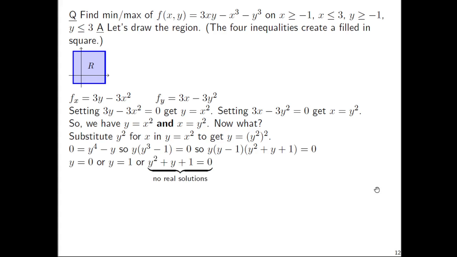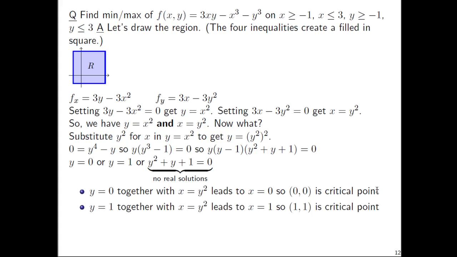So you split this up into three separate equations, and it turns out y^2 + y + 1 = 0 doesn't have any real solutions. You just run this through the quadratic formula. So the point is we get two values of y that work, y = 0 and y = 1. By the way, y = 0 together with x = y^2 means x = 0^2, so x has to equal 0. So this is saying that (0, 0) is a critical point.